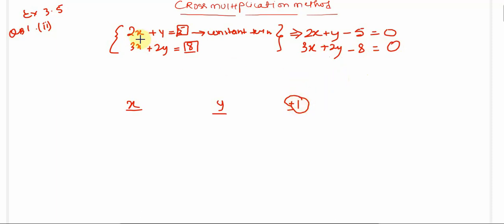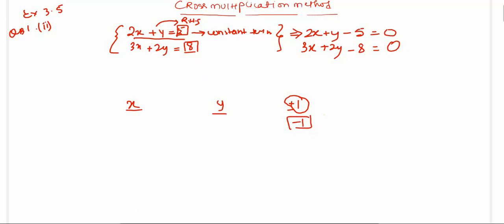In case you are keeping your equation in this order, that is, your constant term is on the right hand side, then you will be using -1 as the heading. So please remember, if you are keeping your constant term on the right hand side, if you are not doing any arrangement, then you will be using -1 as a heading, and if you are keeping all the terms on one side and keeping one side as 0, then you'll be using +1.